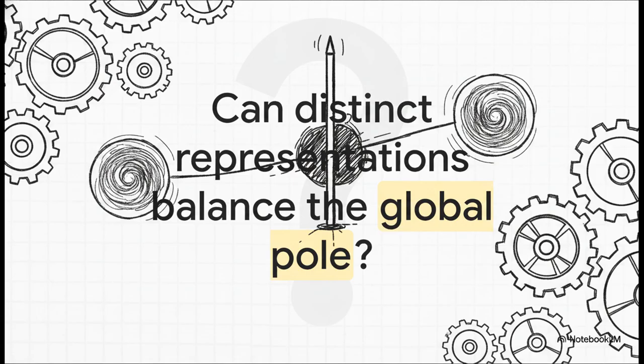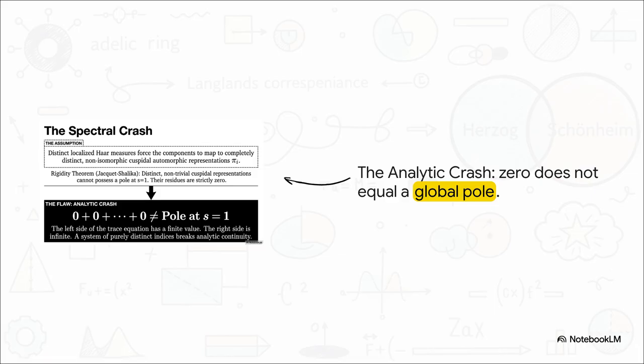The catch? The baseline L-function has a rigid, completely unmovable simple pole at s equals 1, which really forces us to ask, can distinct, non-isomorphic cuspidal representations actually balance that global pole perfectly? Well, by the Jacquet-Shalika rigidity theorems, the L-functions of distinct cuspidal representations have residues that are strictly 0. So, looking directly at the equation here, 0 plus 0 plus 0 absolutely does not equal a pole at s equals 1. The left side is completely finite, but the right side is infinite. It's a literal structural singularity mismatch, a huge mathematical contradiction.